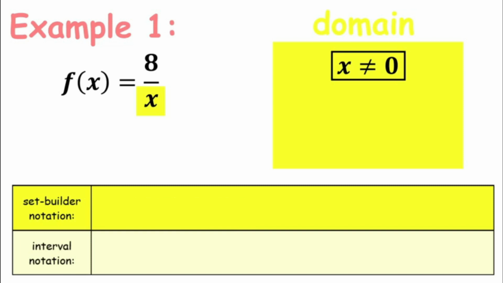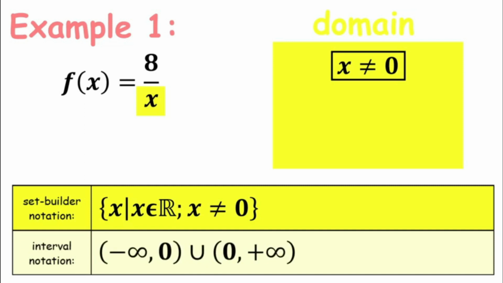If the domain should be expressed in set builder notation, we write it as x such that x is an element of real numbers where x is not equal to 0. If the domain should be expressed in interval notation, we write it as the set given by the interval from negative infinity to 0 union with the interval from 0 to positive infinity. Take note of the use of the parentheses rather than brackets. Parentheses is used to indicate that the value at the end of the interval is not included in the domain.